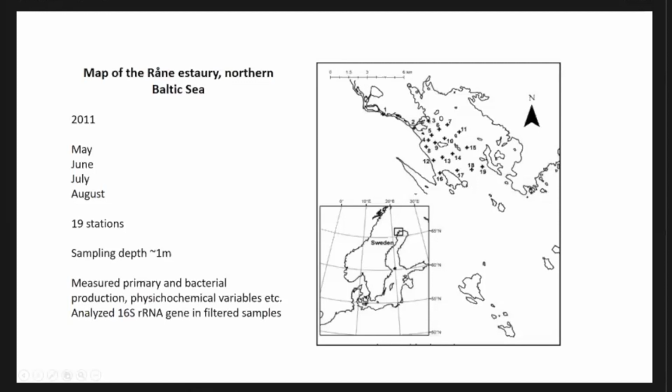And we made a study during 2011 where we sampled 19 different stations in the estuary like this. And we studied 4 months, May, June, July, and August. We measured many physicochemical variables and production measurements, and we also analyzed 16S rRNA gene amplicon sequencing.